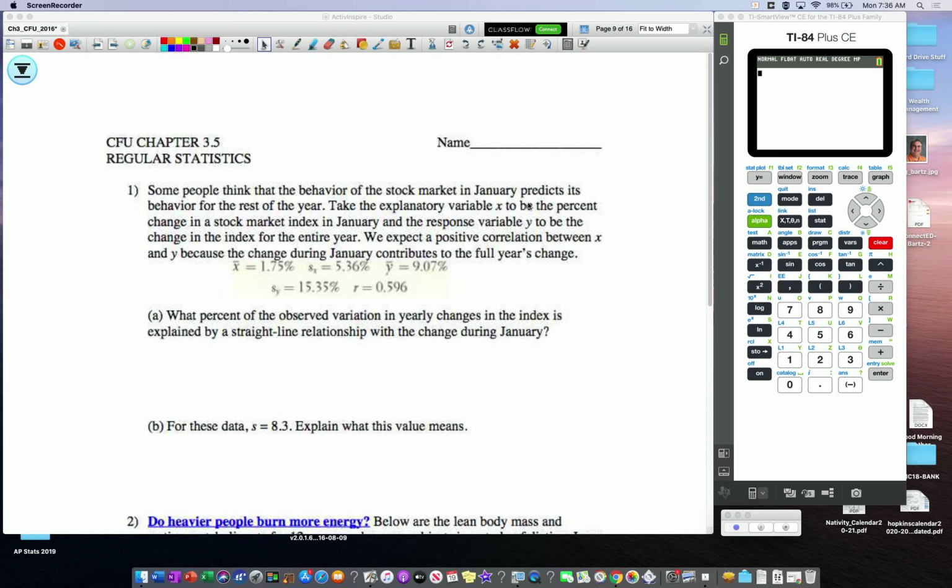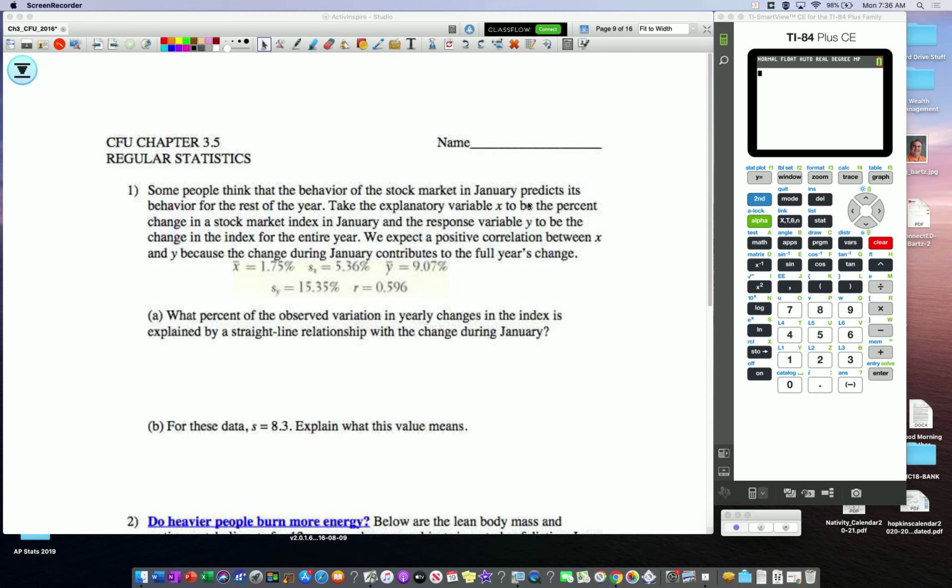Let's take a look at the CFU for 3.5. So one of the things you're going to notice is that the problems kind of repeat here. We've already taken a look at this problem. Now we're just being asked to interpret different pieces of it. So just to put us back in perspective here.